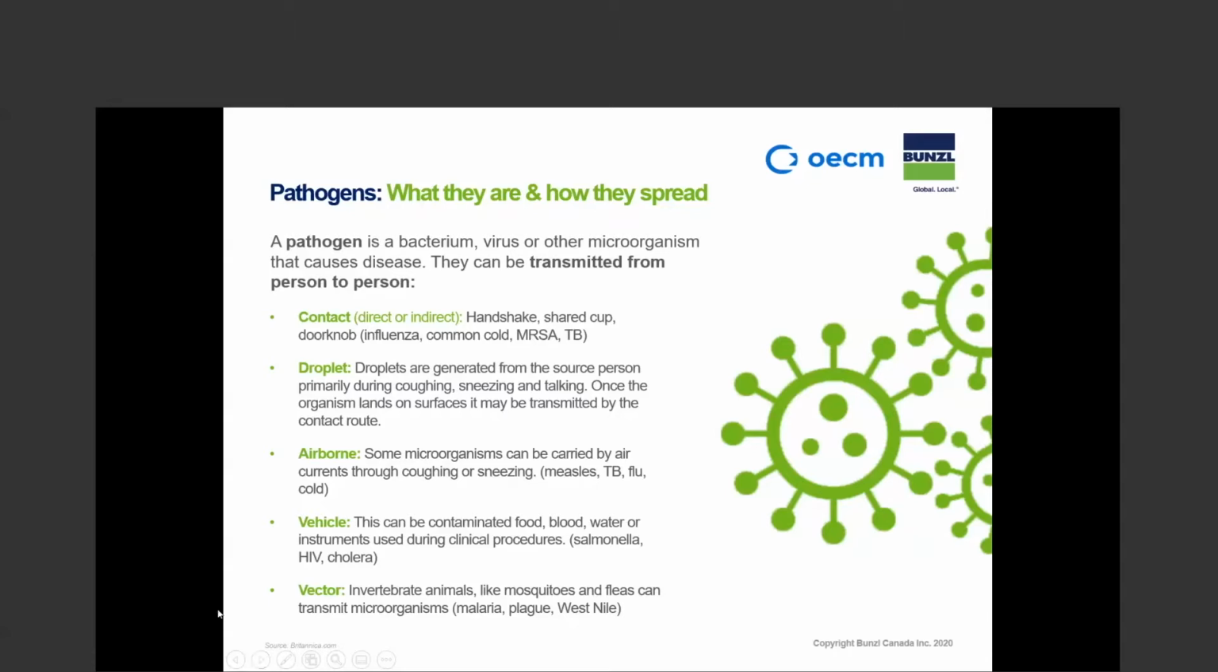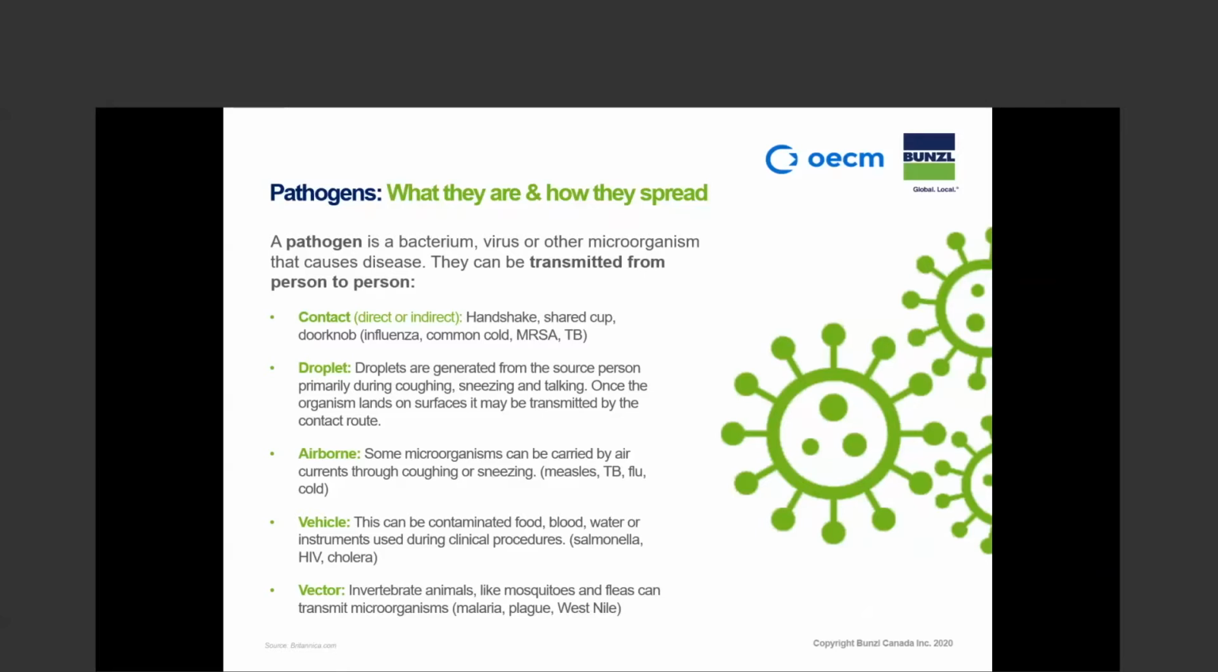Airborne transmission, through coughing and sneezing, applies to measles, tuberculosis, and the flu and the common cold. That's something that people are more and more concerned with as this has gone on, the air changes and ultimately how we can be affected by that.